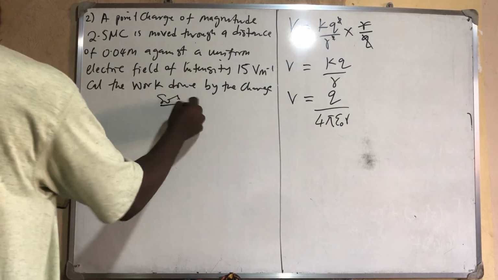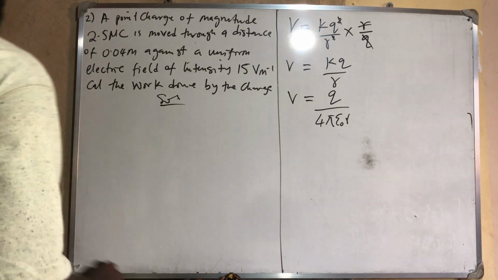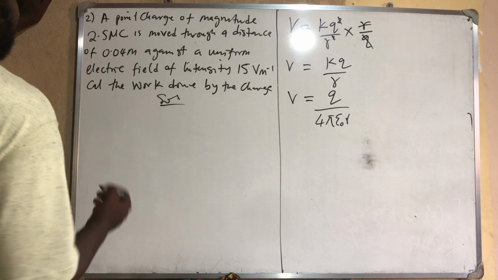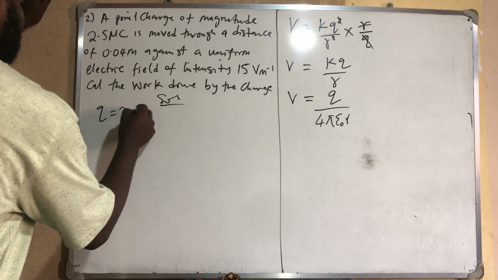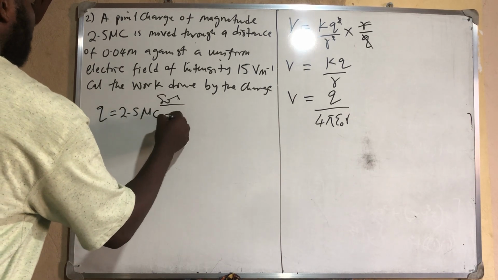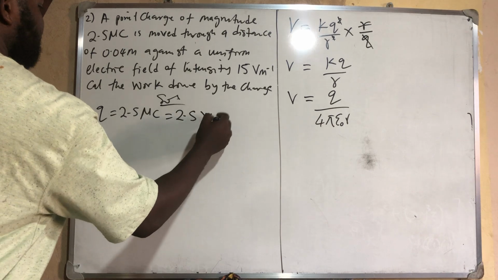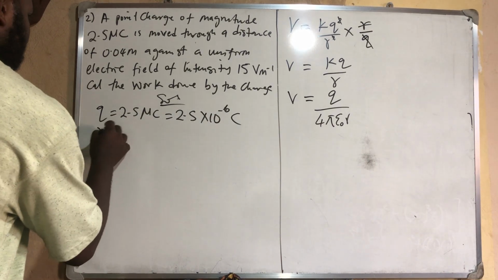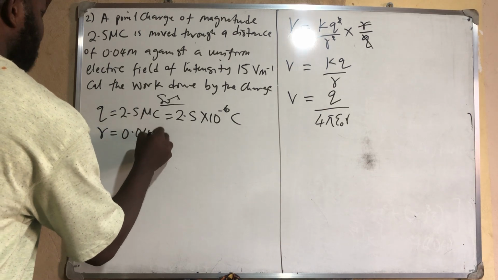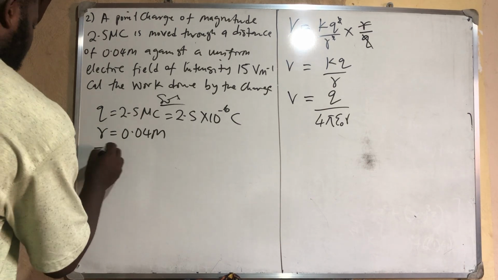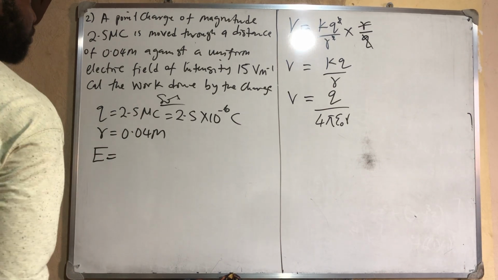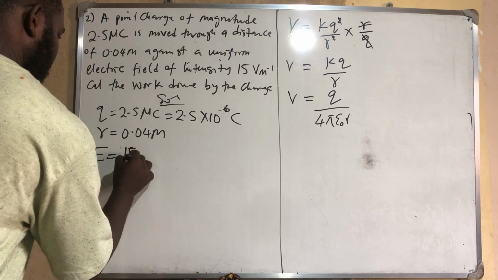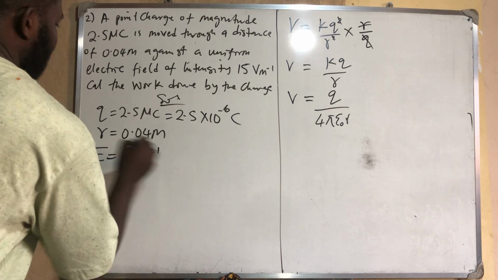Okay. Solution. Now the first thing they gave me here is the charge. They gave me the charge as 2.5 μ coulomb, which is what? 2.5 times 10 raised to power minus 6 coulomb. Okay. The next thing they gave me is the distance. The distance is 0.04 meters. What else? They gave me electric field strength. Electric field strength is what? 15 volts per meter.